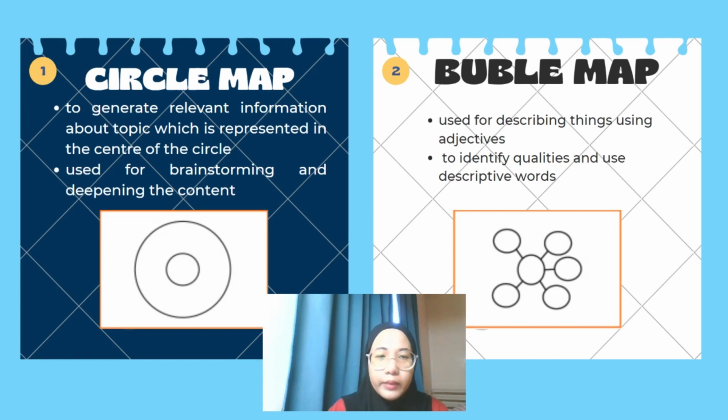And then for the second map, bubble map. Bubble map is for describing. The bubble map is used for describing things using adjectives. So in the center, you write the topic, and then you describe the topic using the bubbles around the center. So it helps students to develop their ability to identify qualities and use descriptive words.